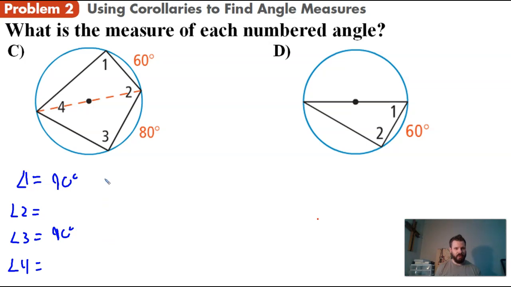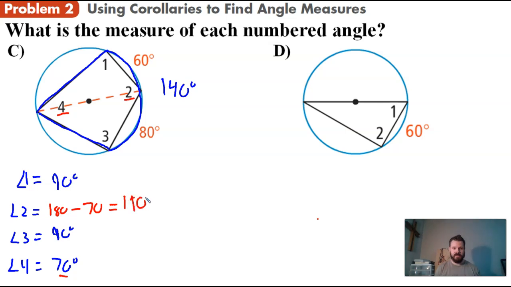Now for angle 4, we're basically back to the first question we looked at. Angle 4 intercepts the arc made up of the 80 and the 60. 80 plus 60 is 140. And we know the angle is half the arc, therefore angle 4 is half of that, 70 degrees. Here's where our corollary comes into play. Since angle 4 and angle 2 are opposite angles in a quadrilateral inscribed in a circle, they're supplementary, so angle 2 will be 180 minus angle 4, which is 70. In other words, 110 degrees.